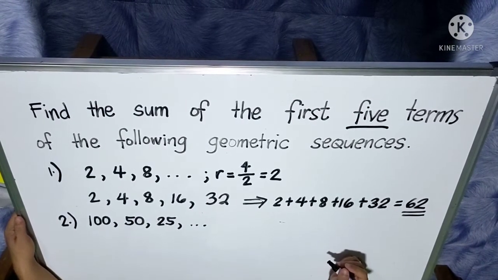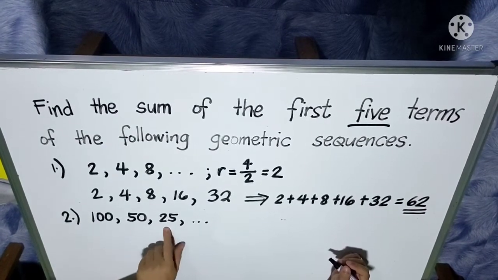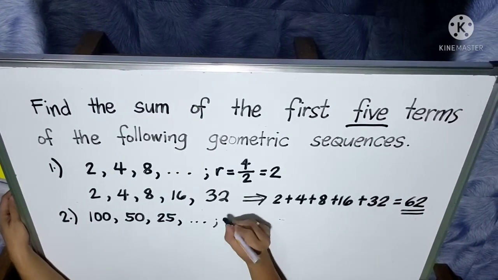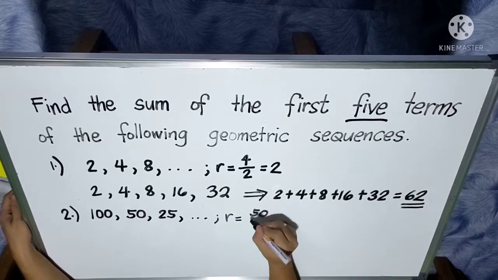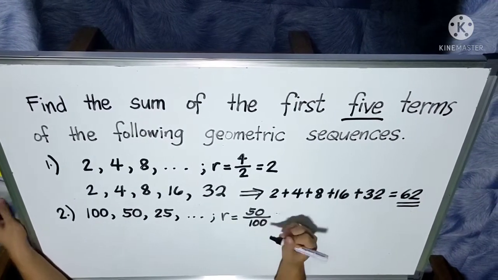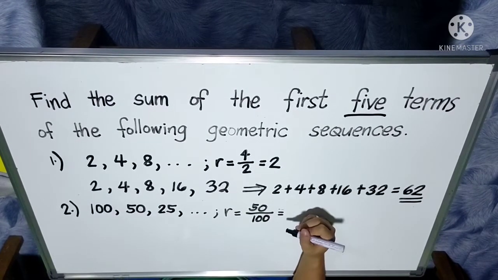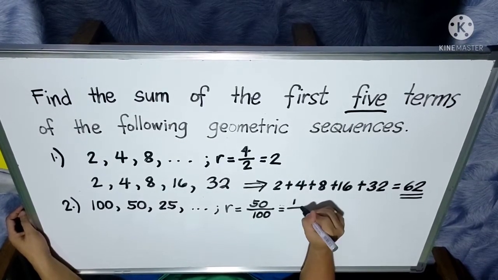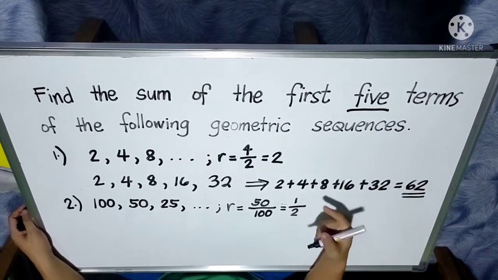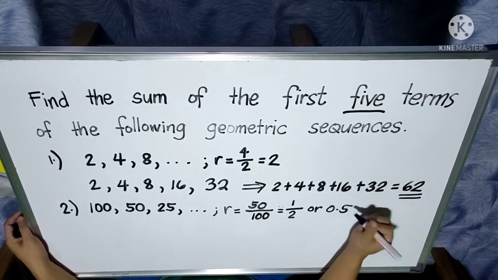Now let's proceed to number 2. The given is 100, 50, 25, and so on. Solve for the common ratio r, which is equal to 50 over 100, or you can have 25 over 50. 50 over 100 is reducible by 50. 50 divided by 50 is 1. 100 divided by 50 is 2. So it is equal to 1/2 or 0.5.